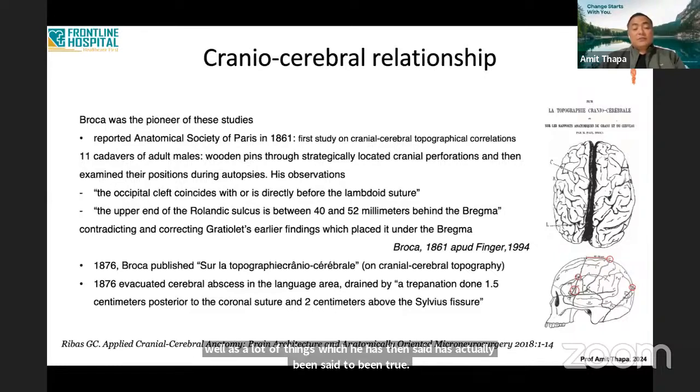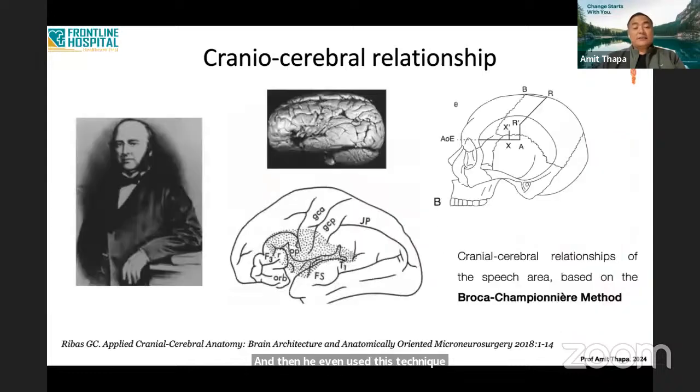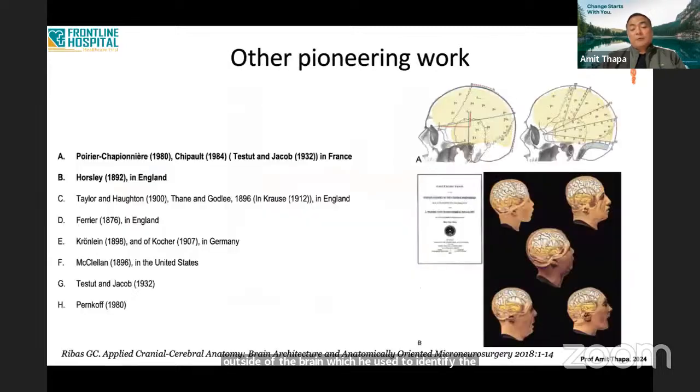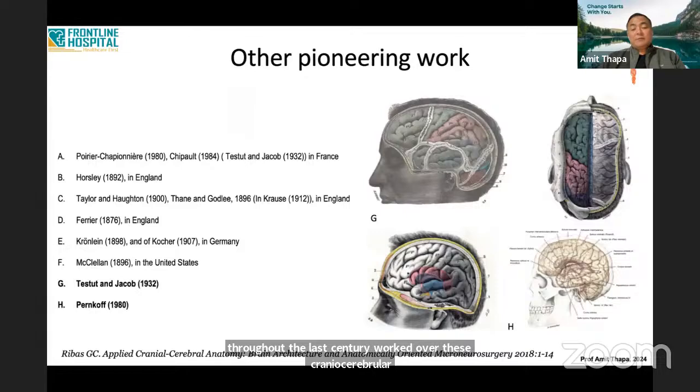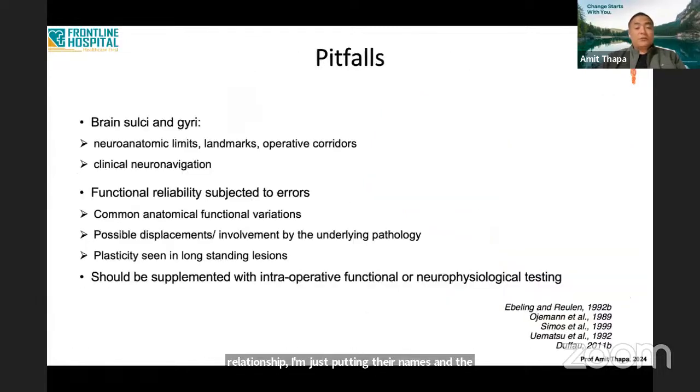He even used this technique to evacuate an abscess in 1876. Sadly, 4 years later, he expired. This is the figure of the brain which he used to identify the speech area using the Broca-Champier method. Besides him, there have been many scientists who, throughout the last century, worked on these craniocerebral relationships. I am just putting their names and pictures so that they can be remembered for their contribution.